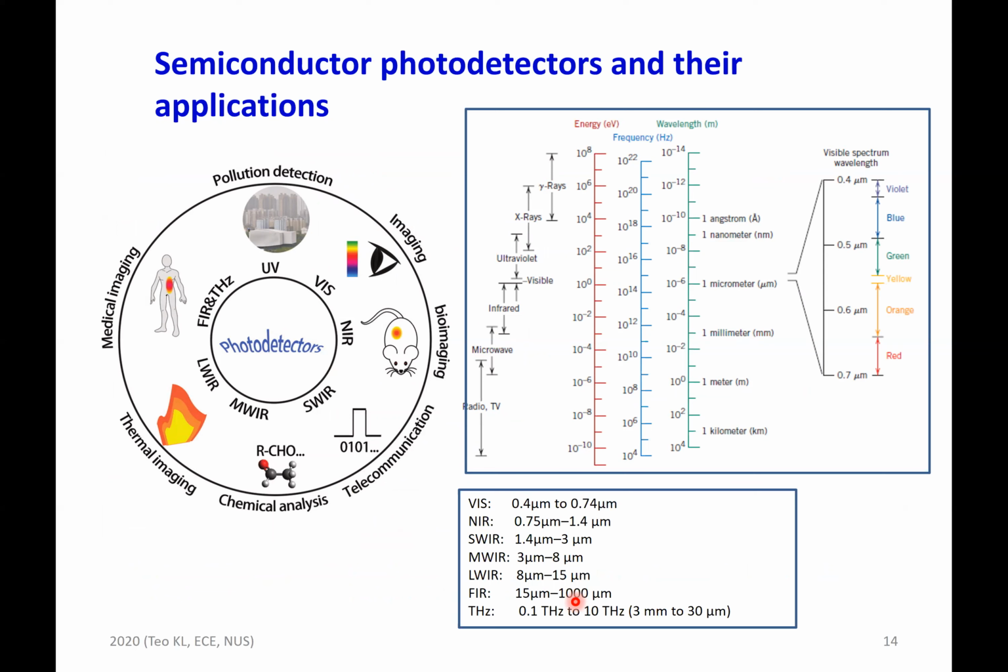This diagram summarizes the semiconductor photo detectors and their applications. UV semiconductors, for example gallium nitride or tin oxide, have wavelengths in the ultraviolet region and can be used for pollution detection. For visible, many semiconductors have wavelengths in the visible region and can be used for LED, laser, and imaging. Near infrared is for bioimaging, for example lead sulfide, a IV-VI semiconductor grown in the form of quantum dots or nanocrystals, with wavelengths in the near infrared that can be used for bioimaging.